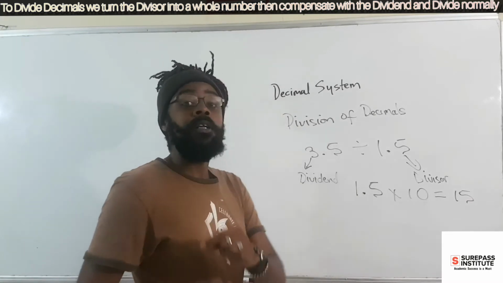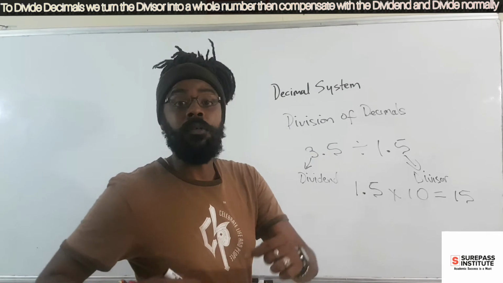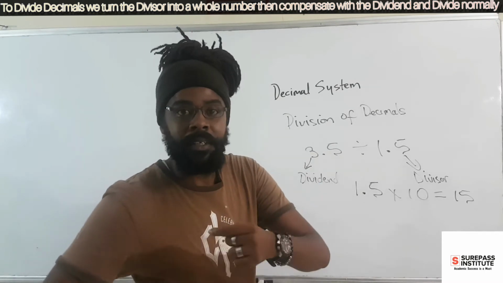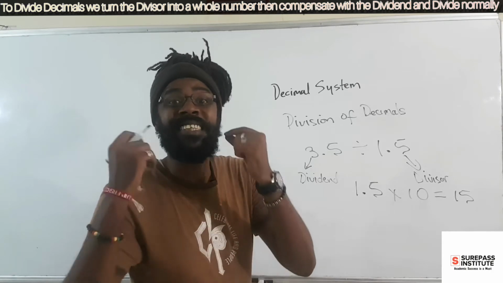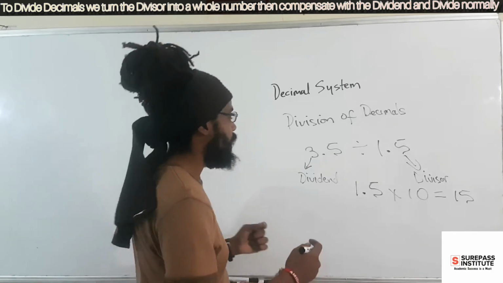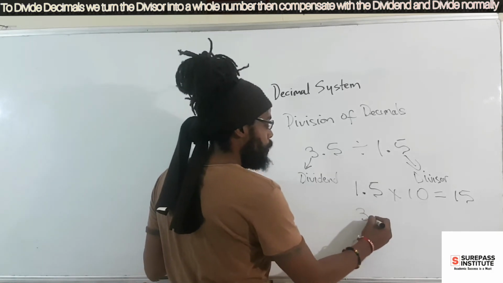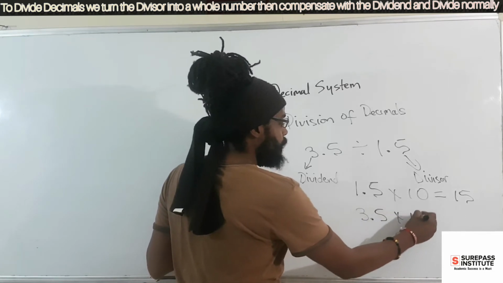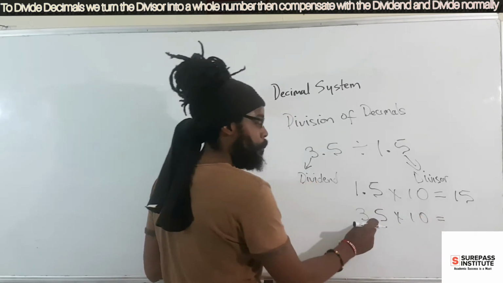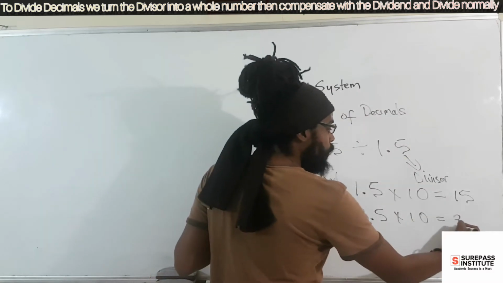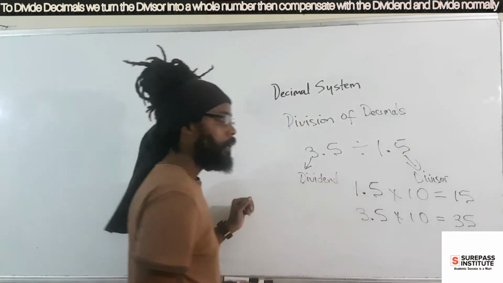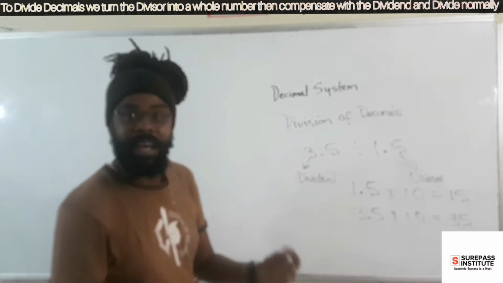But the concept continues to say that once you multiply the divisor by a number, you're going to have to compensate with the dividend by that same number. So in this case, we're going to also multiply 3.5 by 10, which is going to move the decimal point one place to the right. So this new number now becomes 35. Now we can go ahead and divide.